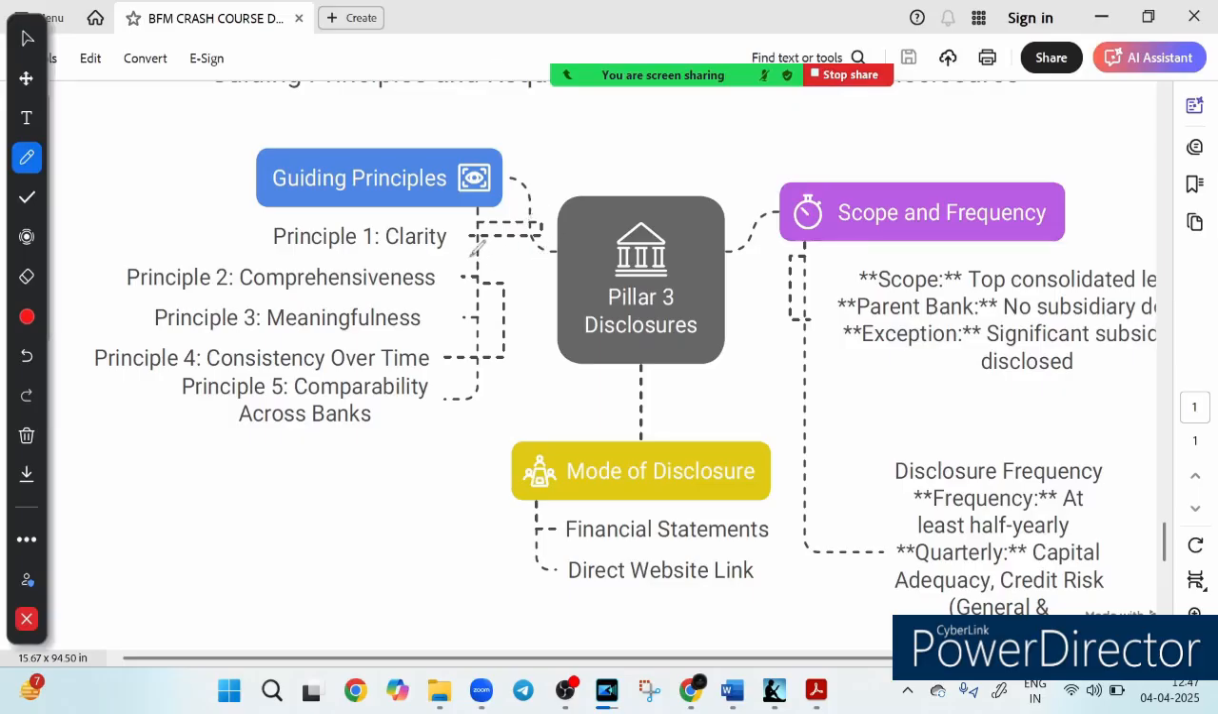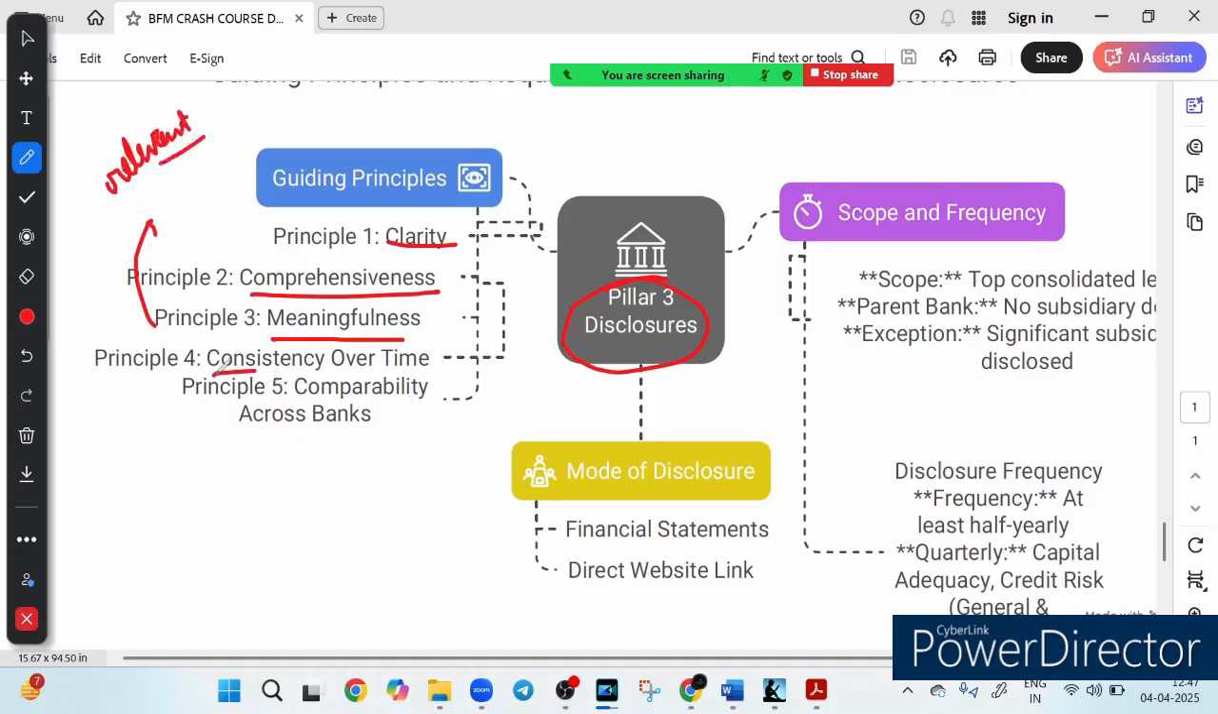Pillar 3. The first is clarity, which means information should be easily understandable for the stakeholders. Second is comprehensiveness, covering all essential risk areas without any missing detail. So this is Pillar 3 disclosure, right? Comprehensiveness means covering all essential data without missing detail. The third principle is meaningfulness, which means the data must be relevant and insightful for decision making.